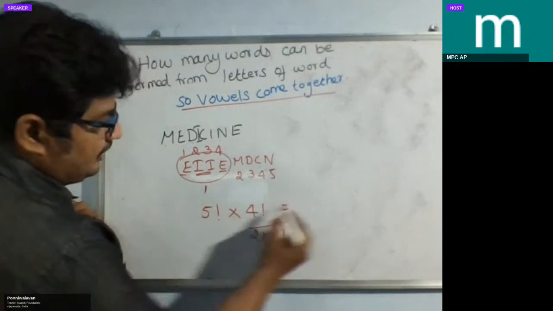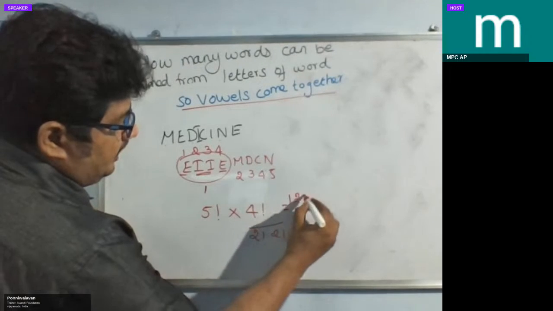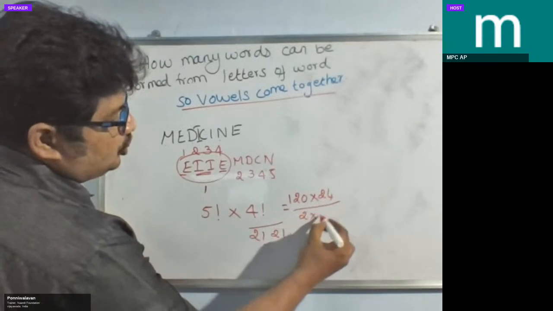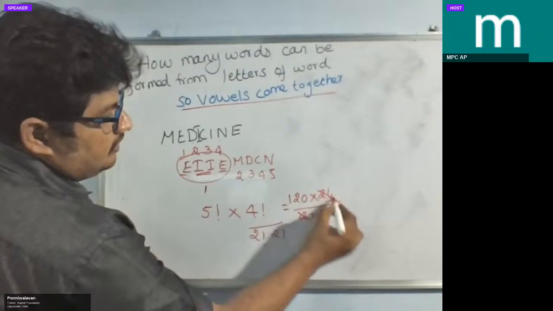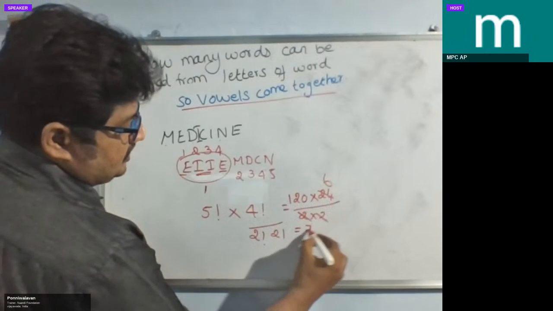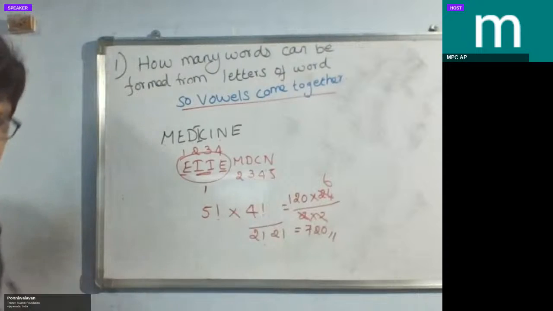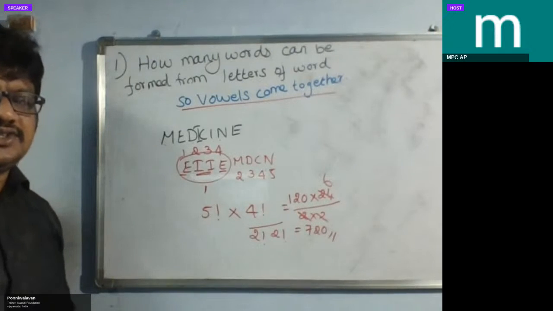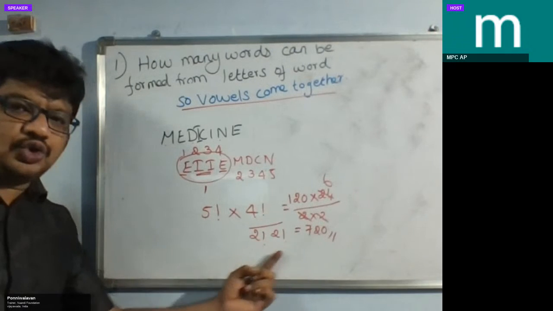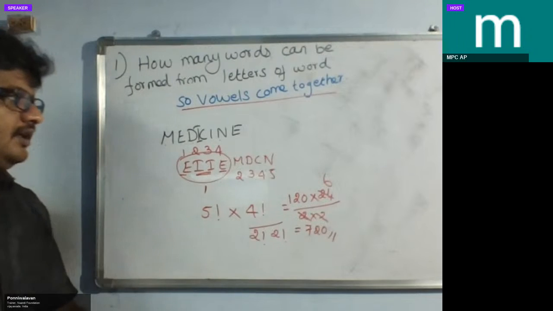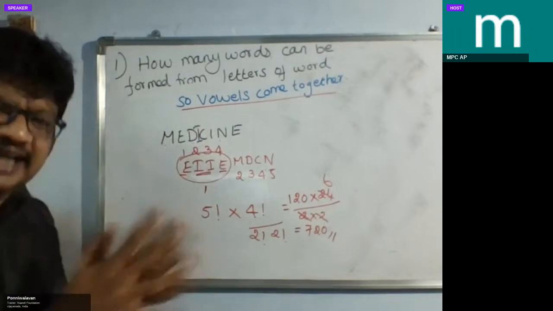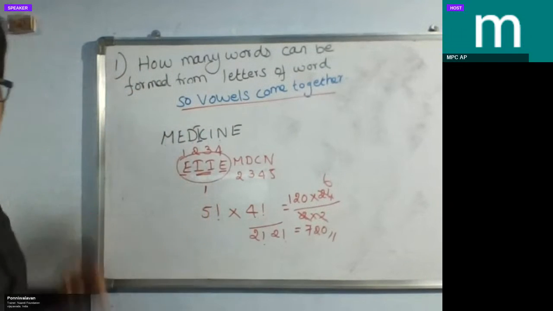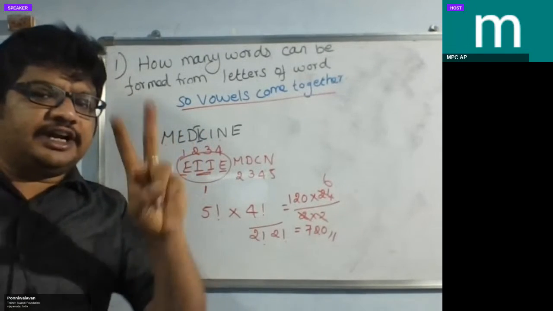So 5 factorial is 120, into 4 factorial is 24, divided by 2 into 2 gives 6. 120 into 6 is 720. So the answer is 720. Are you clear? Here 2 factorial comes. Be careful. Listen, Rao. At the very start you find I is 2 times, so one 2 factorial, E is 2 times, so one 2 factorial. So in the denominator you will get 2 factorials.